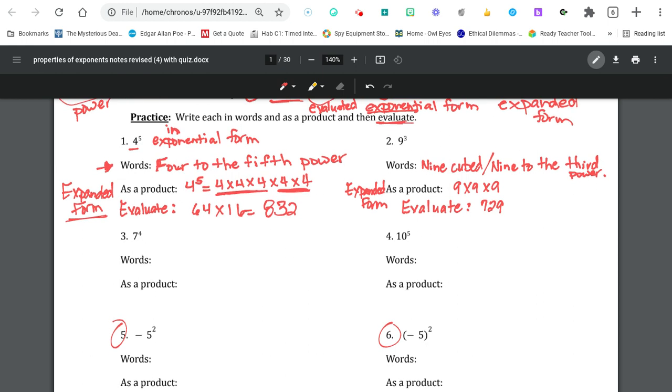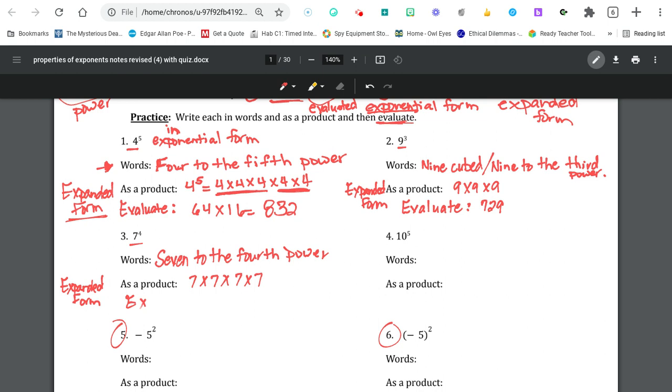All right. Number 3, 7. This is going to be read as the base 7. And you're going to put to the, and then you're going to go with fourth power. The base is 7. Here the base was 4. Here the base was 9. I always put your base first. And then write it out as a product or, again, what we call expanded form. So that's going to be 7 times 7 times 7 times 7.